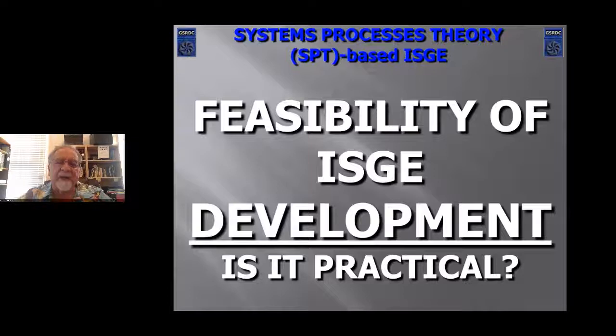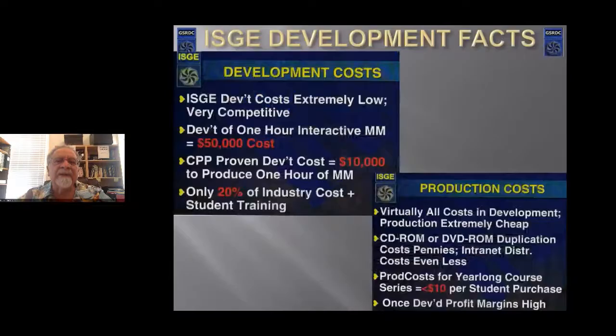So we're about an hour and a half. I'm just going to finish up. There's a couple more slides here that are very practical. Is it possible to think of developing ISGE? The costs are extremely low, and so it's very competitive. But the modules are extremely high. Development of 1-hour interactive multimedia modules, we estimated costs in excess of $50,000. However, using the student mechanism I did, it was less than $10,000, which is only 20% of the industry cost for these computer games that you see now.